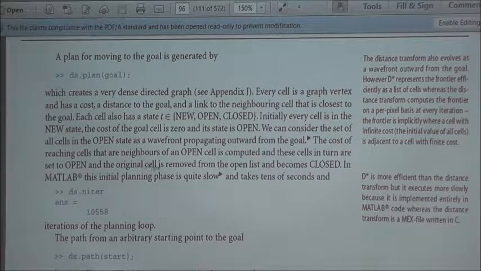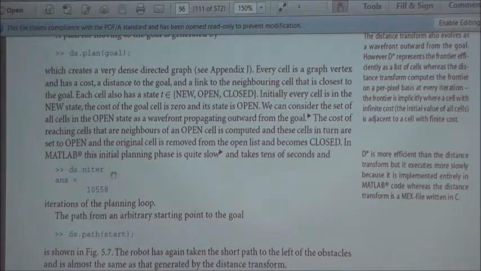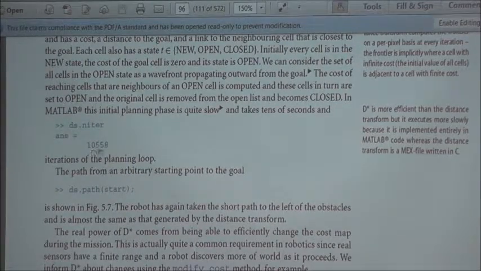Now, in MATLAB, this initial planning phase is quite slow and takes tens of seconds, and the number of iterations is 10,558. For that particular map you see, with the red obstacles, you saw that. Okay.